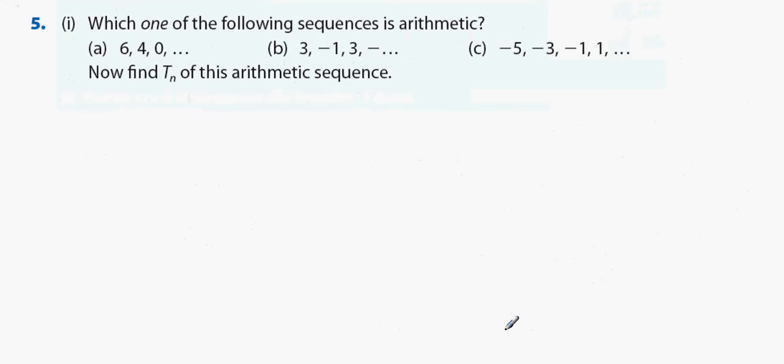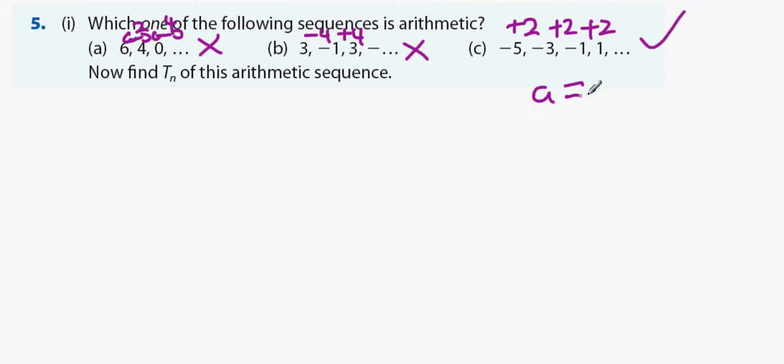Which one of the following series is arithmetic? The first gap is 2, the second gap is 4. The gap is changing, so this one is not an arithmetic series. This one here goes from 3 to minus 1, so it goes minus 4, then it goes up plus 4. That is not an arithmetic series because the gap is not the same. This one here, however, goes up plus 2 on the first one, plus 2 on the second one, and plus 2 on the third one. This one here is the arithmetic series. Its first term is minus 5, and its common difference is 2.